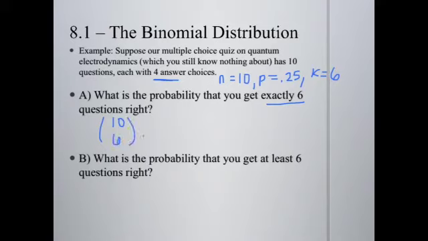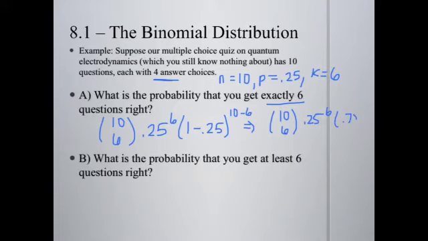The probability of getting it correct is 0.25 to the K power times 1 minus the probability, to the 10 minus 6. And that simplified would be written as 10 choose 6, 0.25 to the 6th, 0.75 to the 4th. And these two exponents should add up to the amount of questions you have. So 6 plus 4 does give me 10. So make sure you did that right.